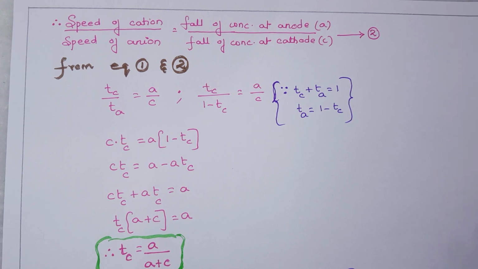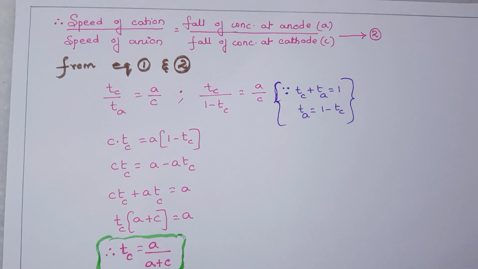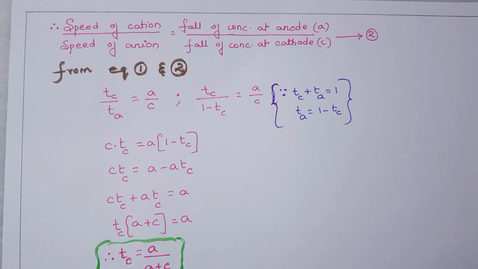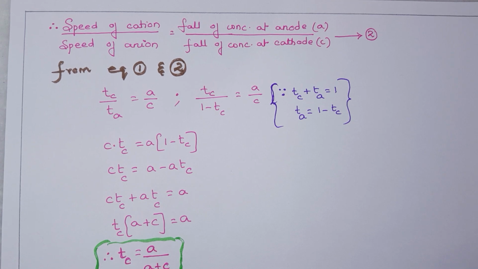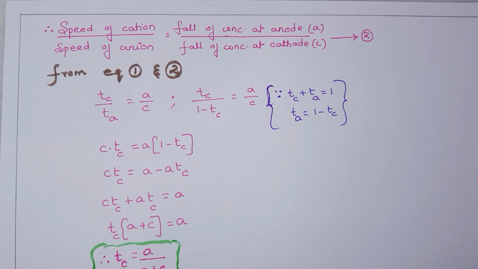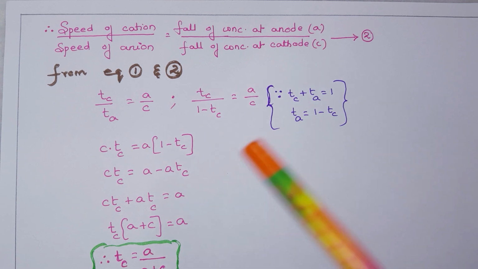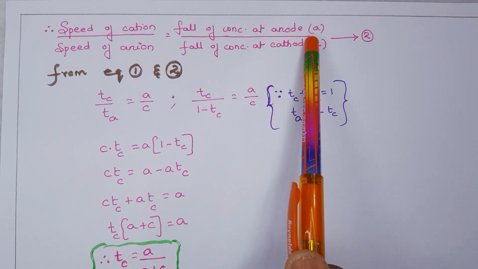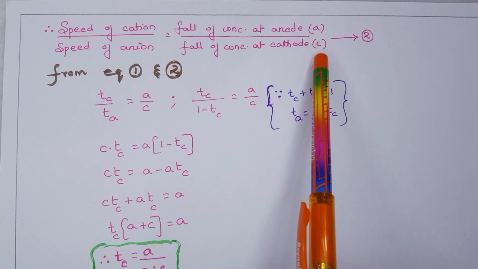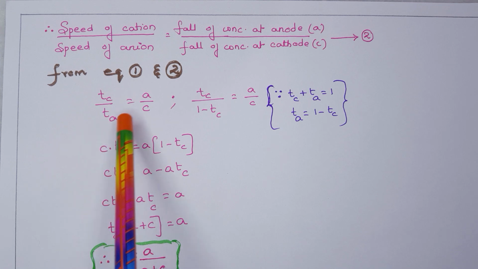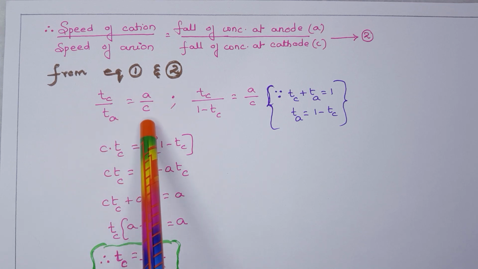From both the equations, combining equations 1 and 2, we get Tc by Ta is equal to A by C. Okay. So where did we get this A by C? Here fall in concentration at anode, mention it as A. Fall in concentration at cathode, mention it as C. Okay. So Tc by Ta finally becomes equal to A by C.